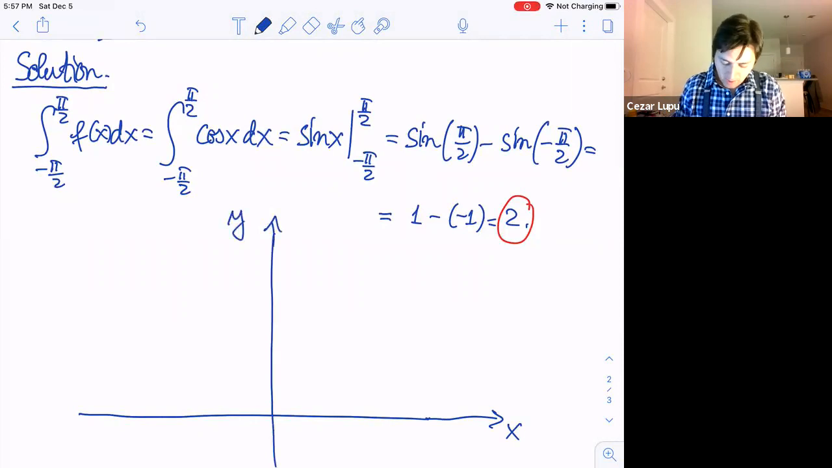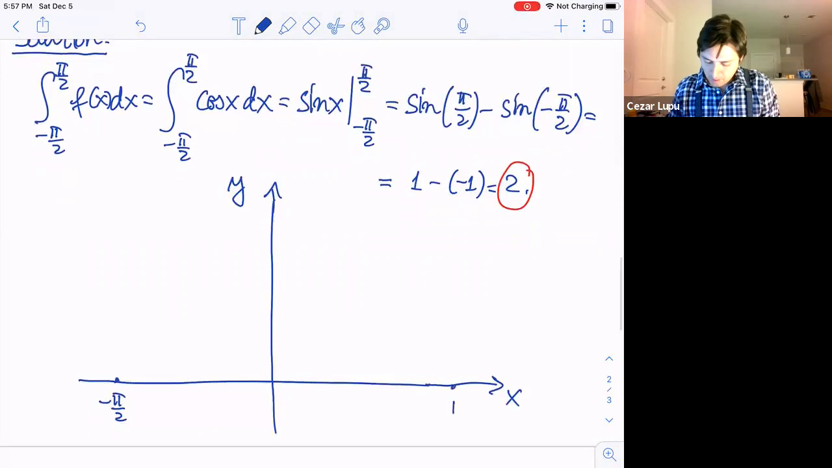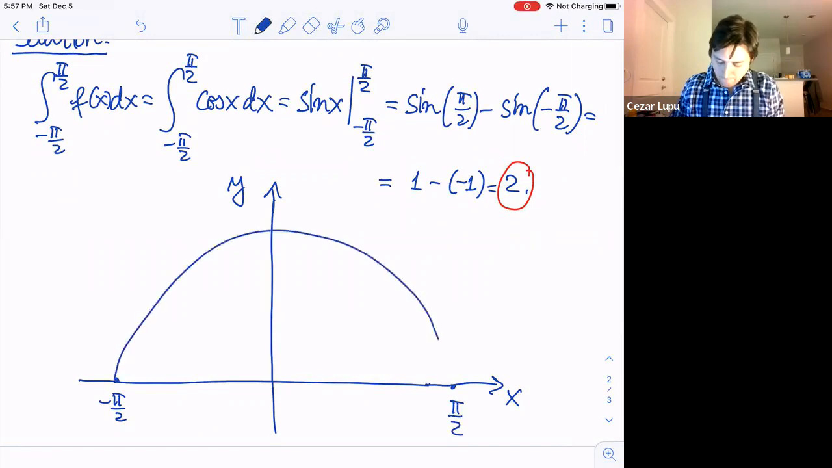So let's just say here we have negative pi over 2. Let's just say here we have pi over 2. So it's going to go like this. Well, it doesn't look quite simple anyway. So let's just say that this is the graph of y equals cosine of x.